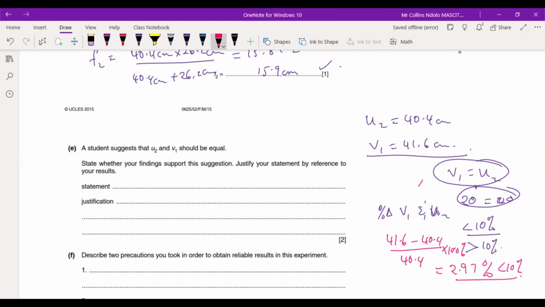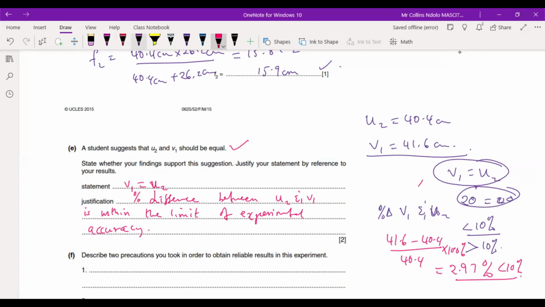So if that is the case, then now our statement here, we are going to confirm the suggestion. We are going to say that V1 is equal to U2, as it was suggested. And what is the justification? We are able to mention that the percentage difference between U2 and V1 is within the limit of experimental accuracy.